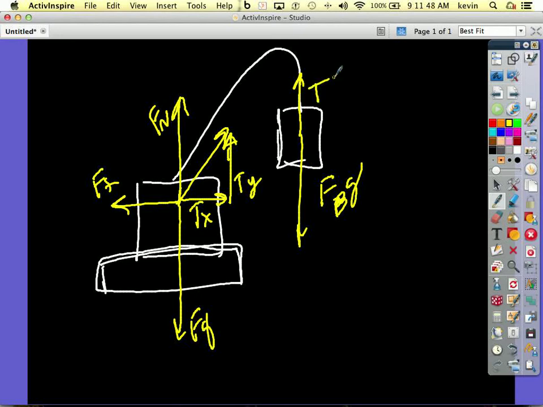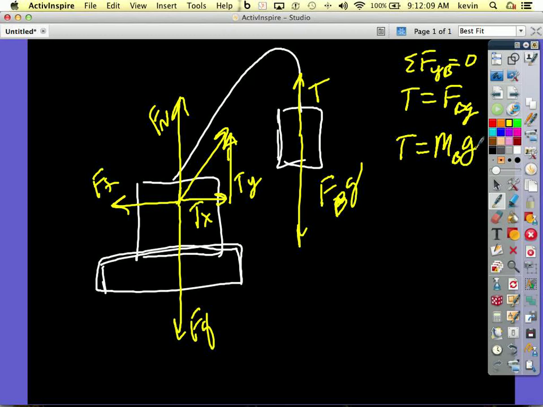So one thing I can see is the sum of the forces in the Y are 0 for B, right? Because there's no A, so I get T is equal to F_BG, which is, oh, sorry, just kidding. I should say it like that. And that means T is equal to M_B times g.